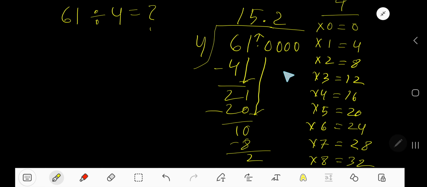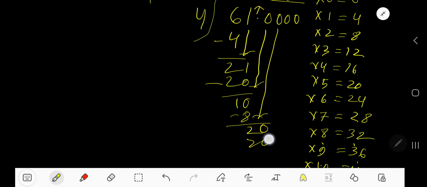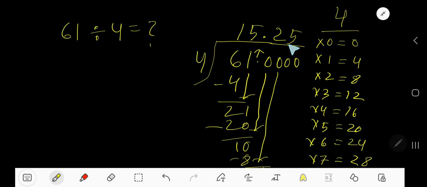Subtract, we get 2. Bring down another 0, 20. 4 goes into 20 how many times? 5 times, right? 5 times 4, 20. Subtract, we get 0. As our remainder is 0, we are done. So our answer is 15.25.